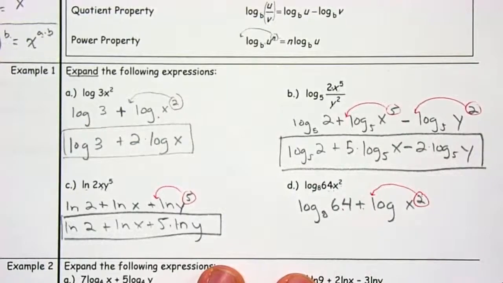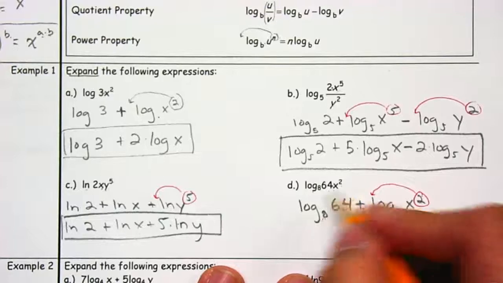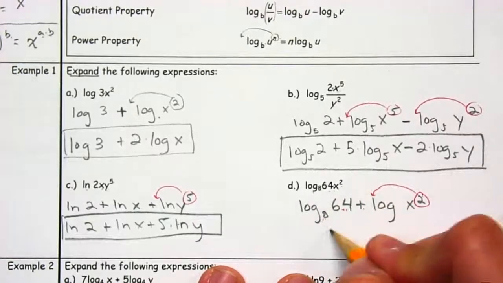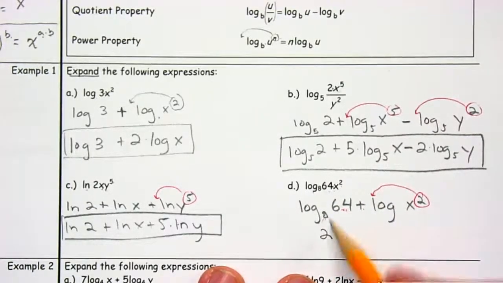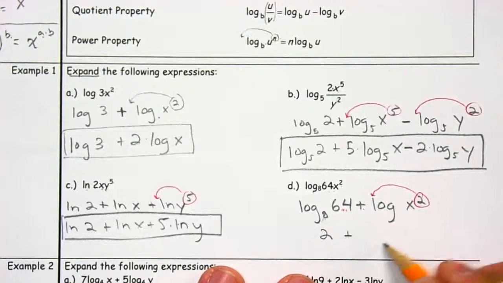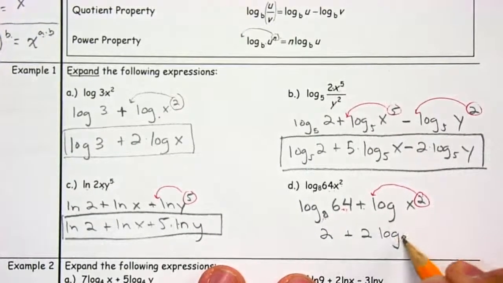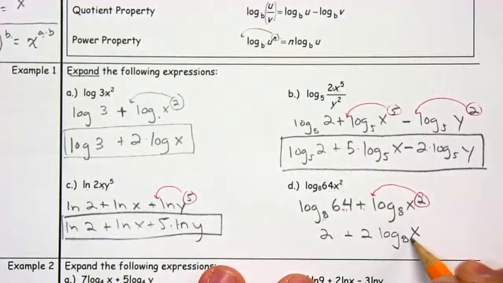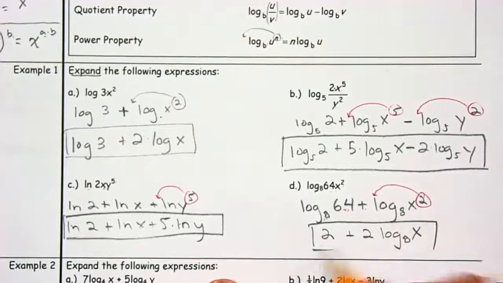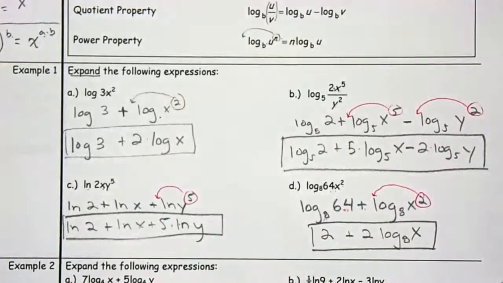And not only that, but here is actually a log that we can evaluate very easily. I know what log base 8 of 64 is. The exponent on 8 that gives me 64, well, that's just 2. So if you can ever evaluate it easily without a calculator or looking it up, put that actual number there. This becomes a 2, and this becomes a 2 times log base 8, forgot the 8 there, of x. There we go.